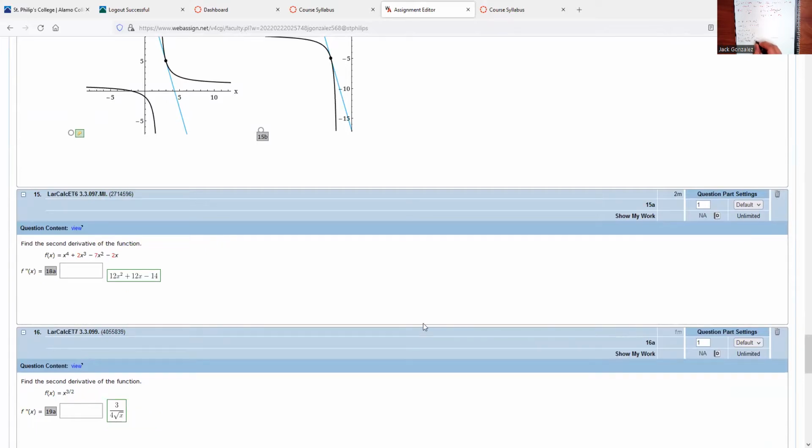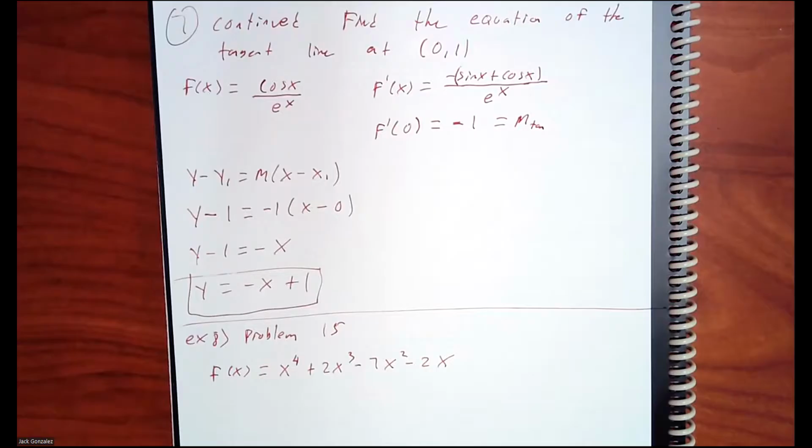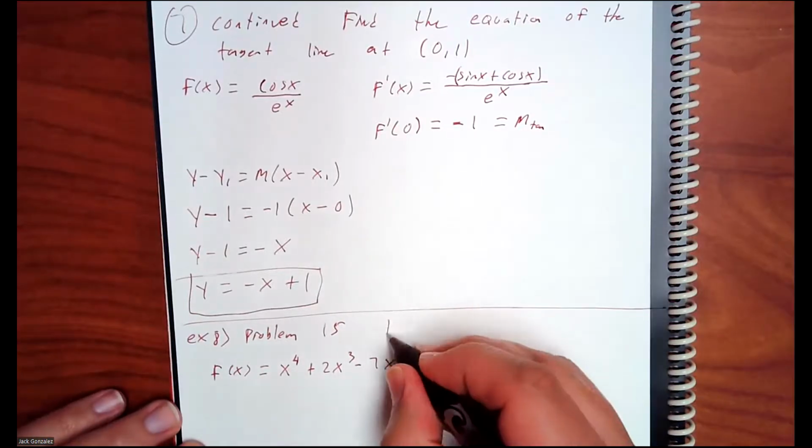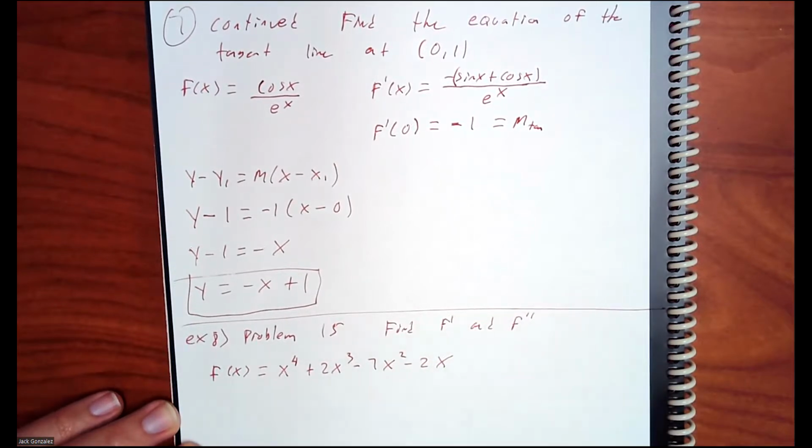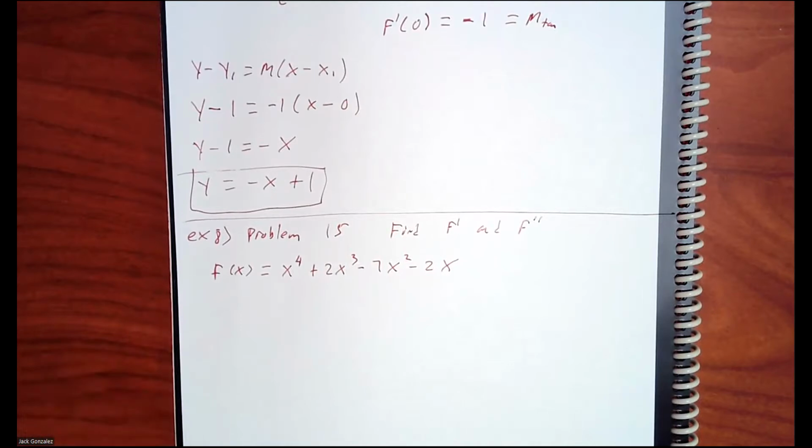Let's do 15 and we'll move on. So this will be doing the power rules, the stuff you saw last time. Find f prime and f double prime. Basically, you just do one derivative, you get that answer. You do another derivative of that result.